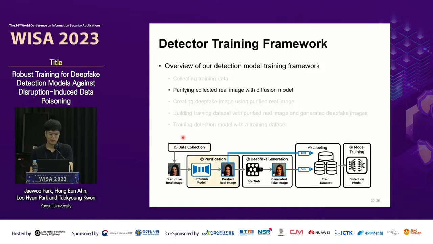In a typical training phase, you generate the fake image directly from the data you collected. However, in our framework, after gathering the dataset, we address any potential disrupting perturbation using the diffusion model. It's worth noting that the diffusion model employed for this purpose is based on the denoising diffusion probabilistic models introduced at NeurIPS in 2020.